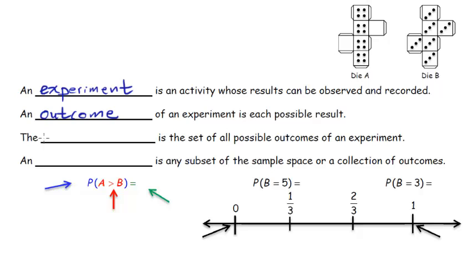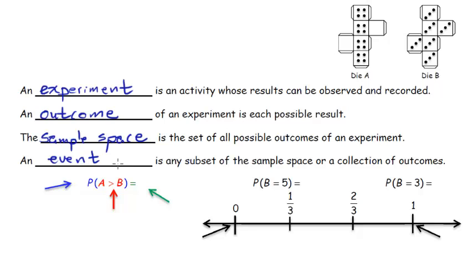So the sample space is the set of all possible outcomes. So this would be every single possibility. And we're going to talk in a minute about the best way to represent the sample space. We might organize this in a table, or you might list out all the possible options. And an event is any subset of the sample space or a collection of outcomes. So the sample space would be every single outcome, and an event would be a subset of that, or an outcome of interest, you can think of it as.